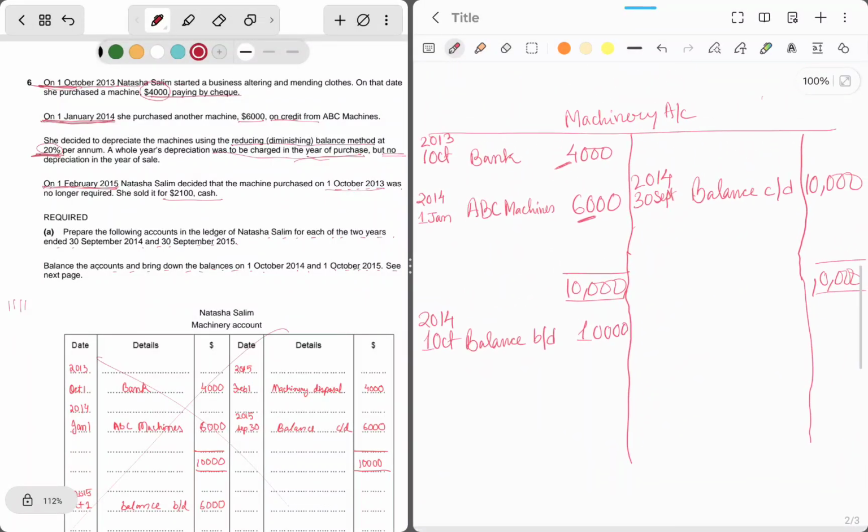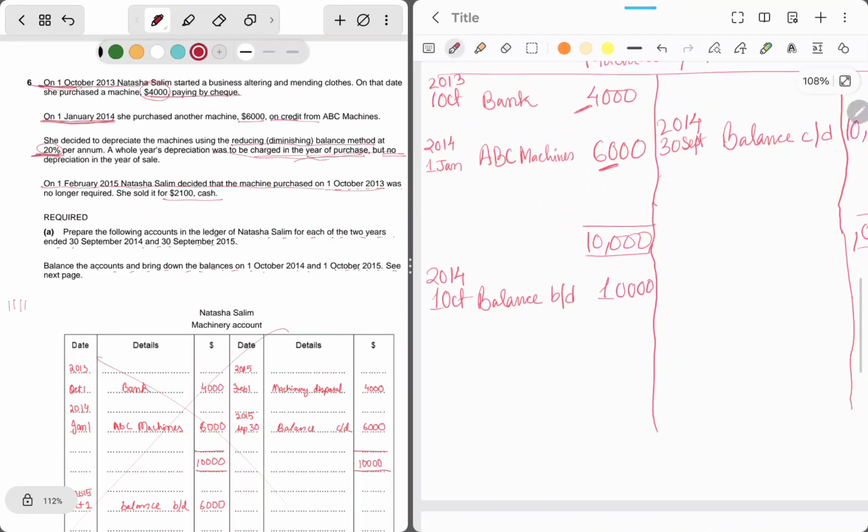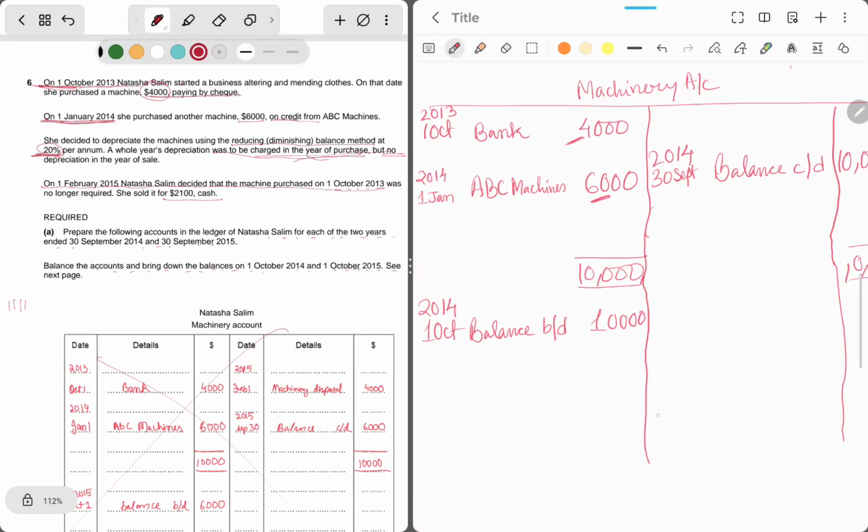She decided to charge depreciation on this much. On 1 February 2015, Natasha Salim decided to sell the machinery that was purchased. After 1 October 2014, we are going to close the books of accounts on 30th of September 2015. But before that, on 1 February 2015, she has decided that the machinery that was purchased on 1 October 2013, that is the 4,000 machinery, was no longer required. So there is a sale, right?